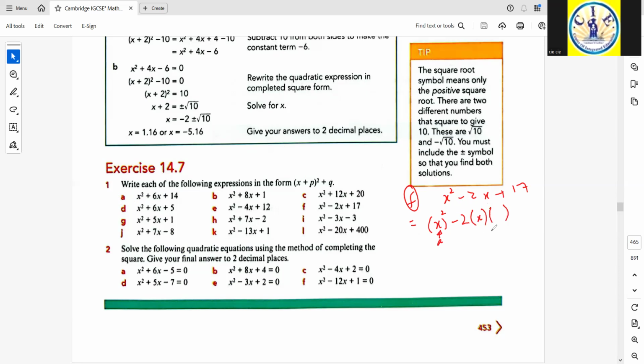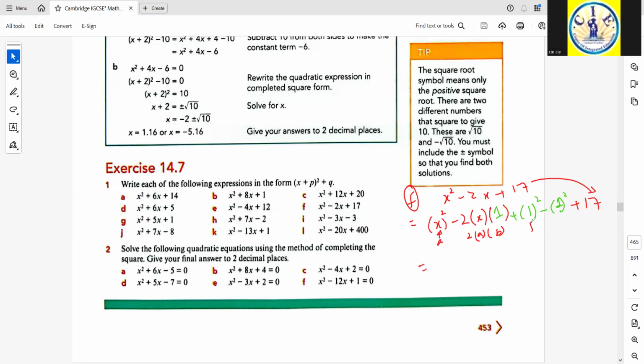Now what should be the second term so that we get 2x once again? So obviously that should be 1. So when you multiply these three terms together, you get negative 2x. So we need to add 1 square and we need to balance it out, subtract 1 square, and finally at the end we need to have this 17 written here.